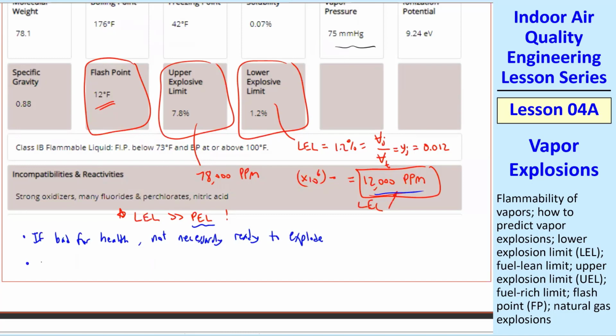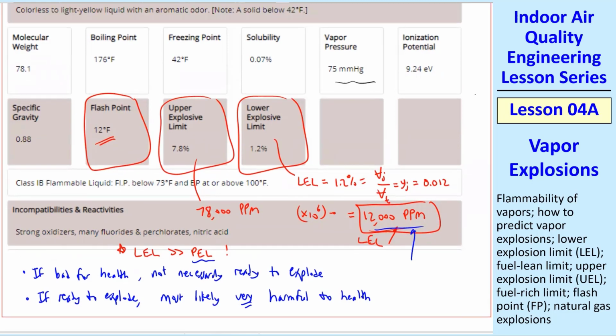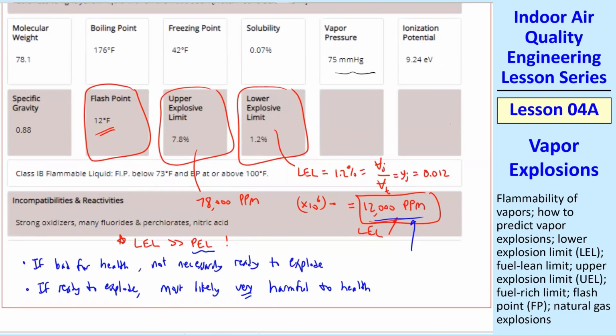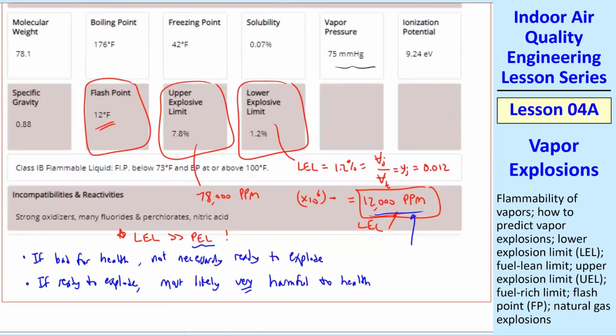And we can make another statement. If ready to explode, it is most likely, depends on the chemical, but almost all of them are like this, most likely very harmful to your health. You say, well, nobody would be exposed to 12,000 ppm. You don't go inside a tank that has almost pure benzene liquid in there. You can't even get that high unless you have just a large concentration of benzene, and you would never be breathing that. But in tanks, in ducts, and places like that, it does present itself as a problem.